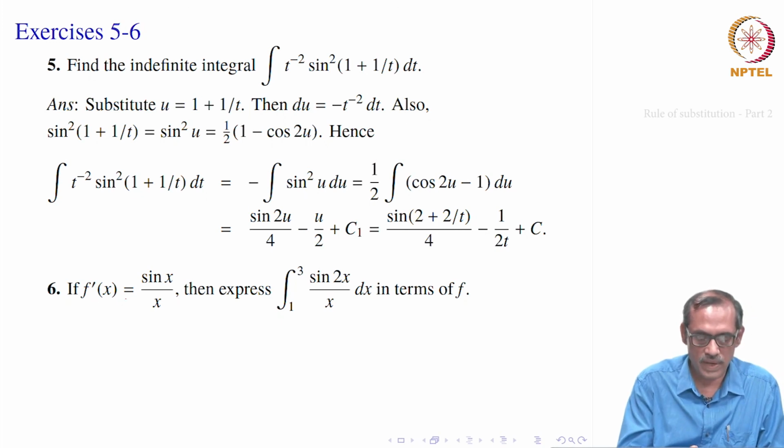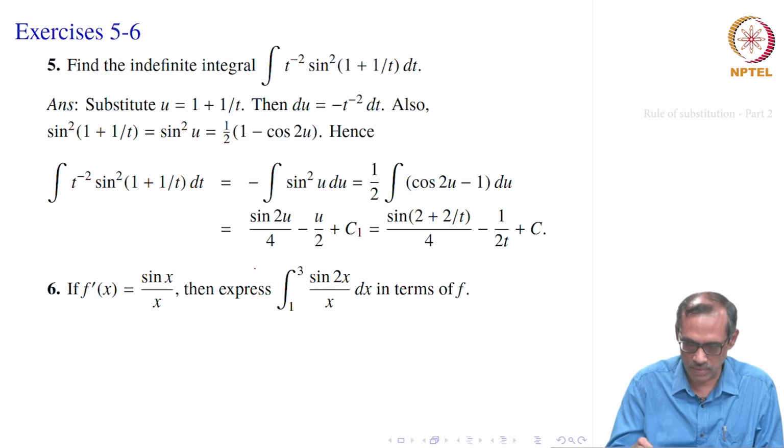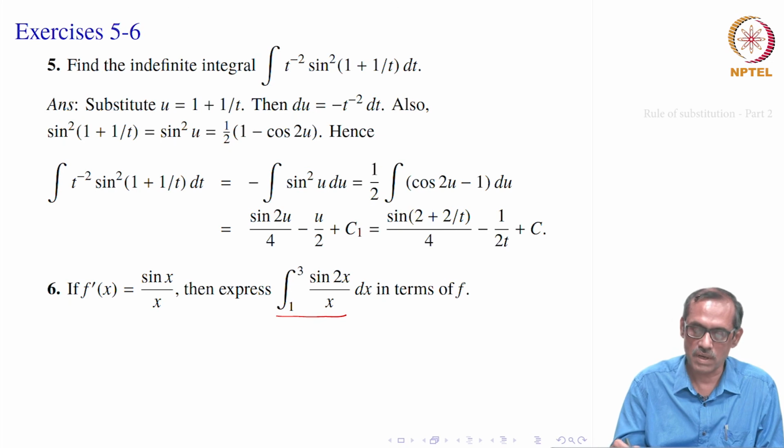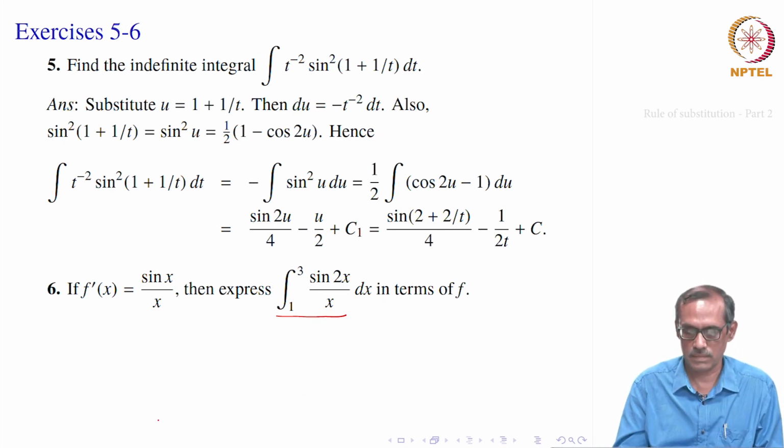If f prime of x equals sin x by x, then we want to express the integral from 1 to 3 of sin 2x by x dx in terms of f. So, it is a complicated one. It says that we want to evaluate this integral, or express this integral from 1 to 3 of sin 2x by x, in terms of a function whose derivative is sin x by x. We do not know exactly whose derivative sin x by x is, right.